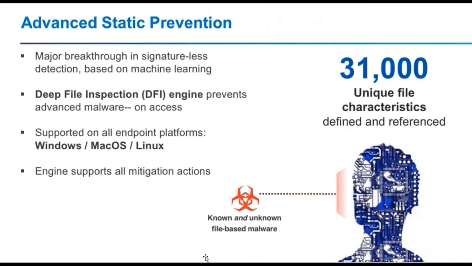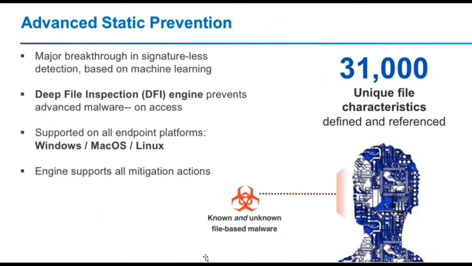A little more on that deep file inspection. It's a major breakthrough for us in the signature-less detection within our system. It uses an analysis we've carried out on millions of samples of known good and known bad malware. And that's allowed us to determine about 31,000 plus unique file characteristics, which allows us to distill that into an algorithm, which means the endpoint agent can make that analysis before a file is run at high speed.